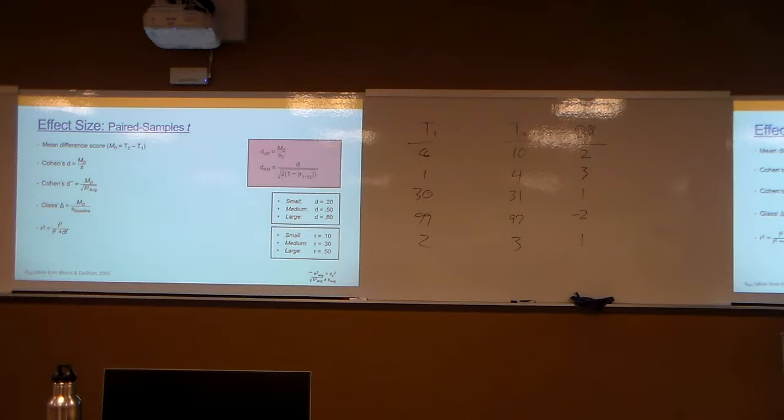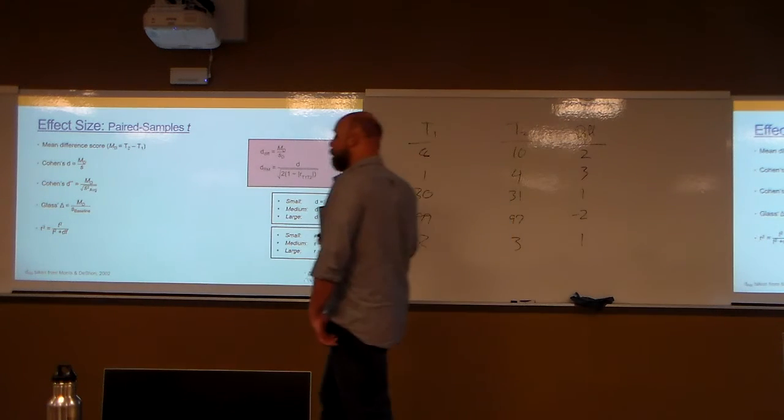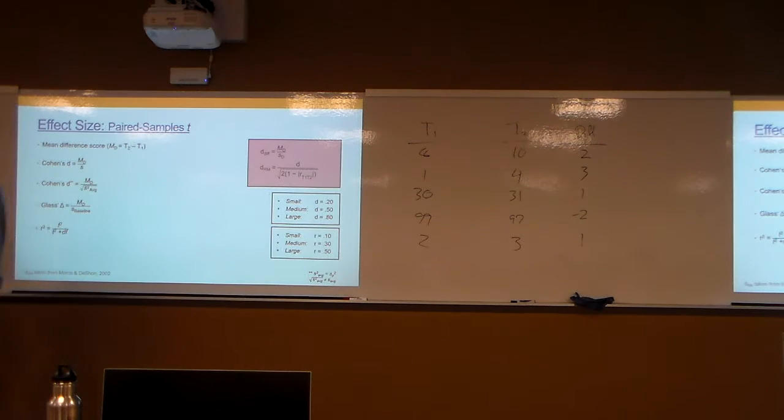Okay. Questions about any of our options for metrics in terms of effect sizes here? So it seems like a lot of these are similar, or at least, so when would you want to use one over the other?